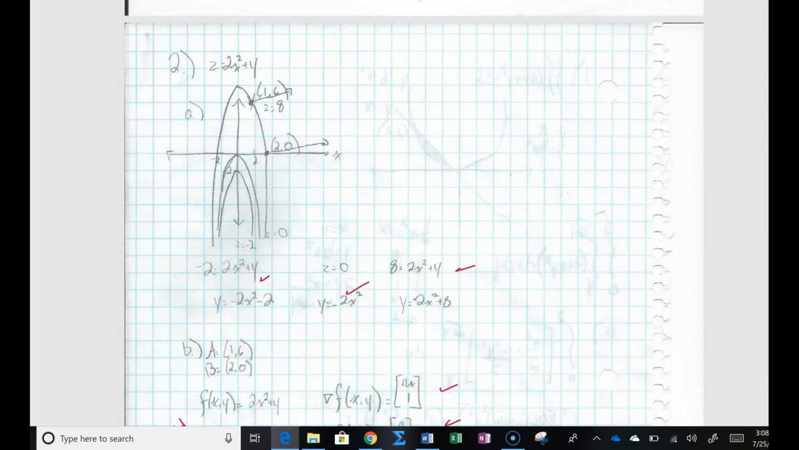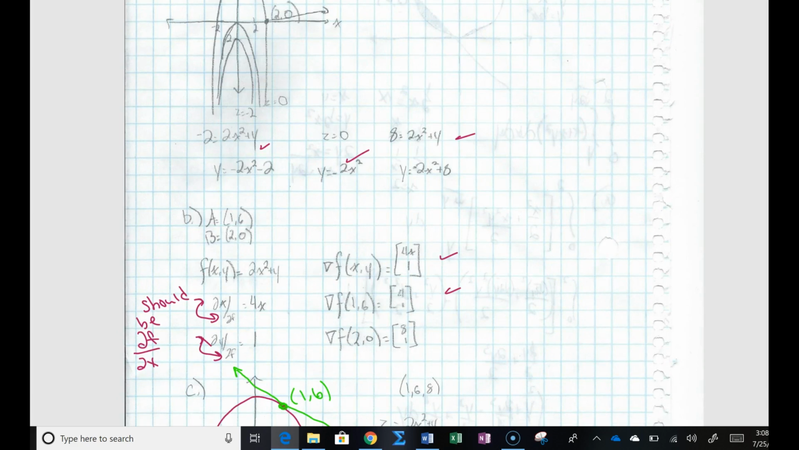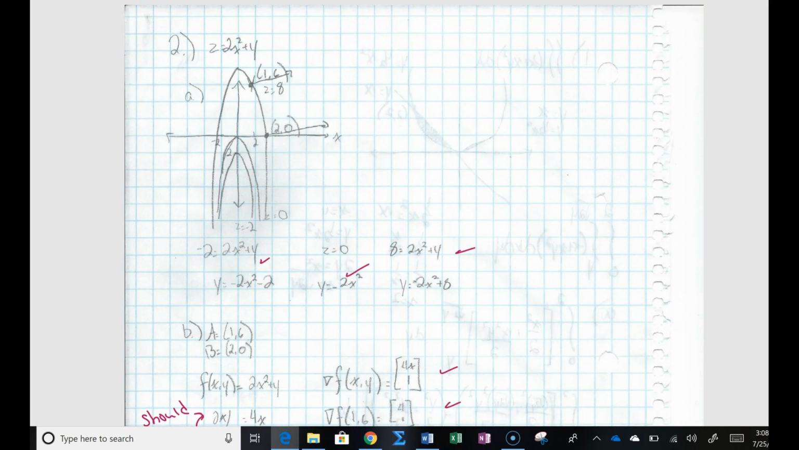Part A, you were asked to just find the level curves at z equals -2, z equals 0, z equals 8. Those were all very well done. Then here you found del F at this point A and this point B. Just some minor notation here. Be careful. You had dx by df. F is the dependent variable. X is the independent variable. So these should be df dy and df dx. Okay. And then I did check and you saw here your gradients are right.